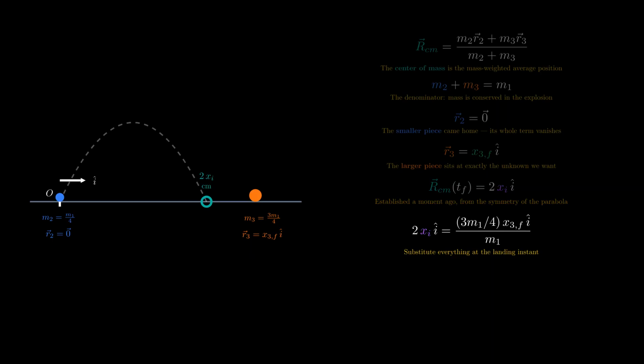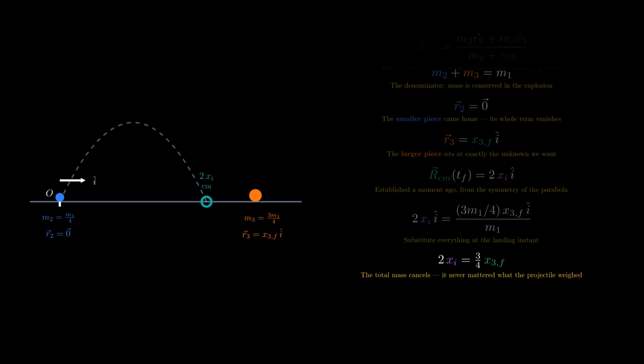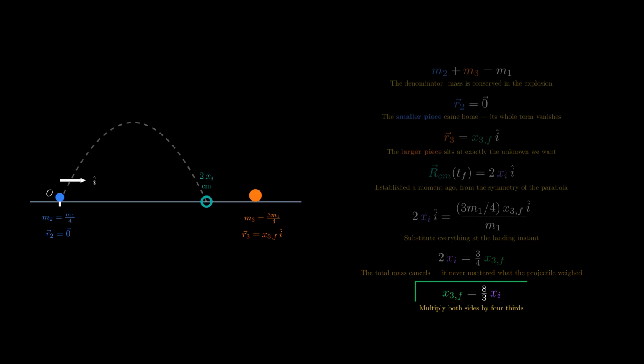2x_i î equals 3/4 m_1 times x_3f î divided by m_1. The mass cancels completely. It never mattered what the projectile actually weighed. Strip the unit vector from both sides and we have 2x_i equals 3/4 x_3f. Multiply both sides by 4/3. The larger piece lands at x_3f equals 8/3 x_i.